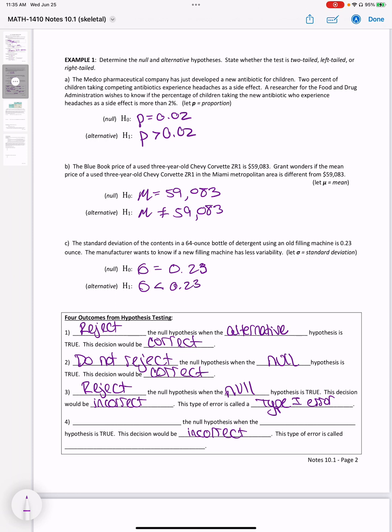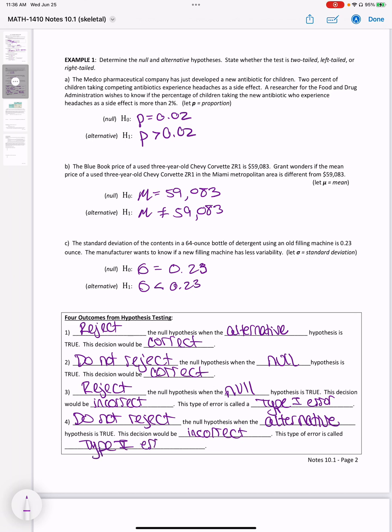If you do not reject the null, you say, okay, the antibiotic still only causes 2% of headaches in kiddos, so we don't reject it. But here it actually was more. Time proved it was more. That would be an incorrect decision, and that's known as a type 2 error.